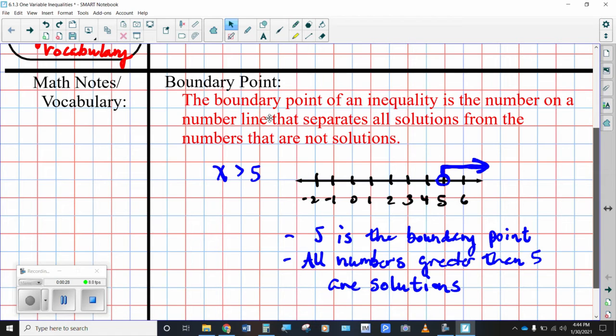All right, so the first term we're going to use here, I'm going to front load this to you, it's going to come in later in the lesson, is the boundary point, okay? The boundary point of an inequality is the number on the number line that separates all solutions from numbers that are not solutions, okay? So I just want to make something clear to you. If I said, let me actually change this to x is greater than or equal to 5, I'm going to now have to shade this in, and I'll explain why in a second.